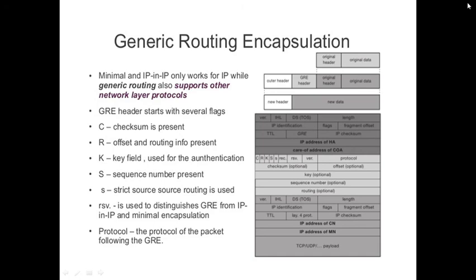Okay. Key, sequence number, routing, that's it. So this is about the generic routing protocol. The reserved fields must always be 0 and ignored on reception. Okay. This is about generic routing encapsulation. These are the 3 types of encapsulation performed in tunneling and encapsulation.